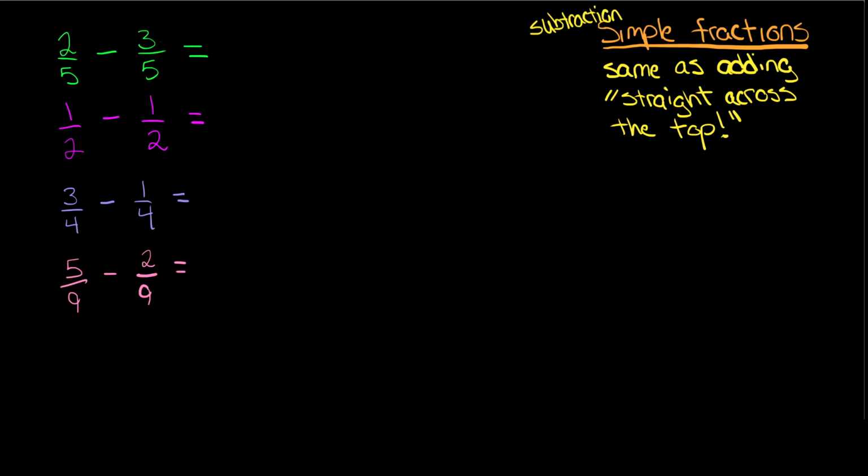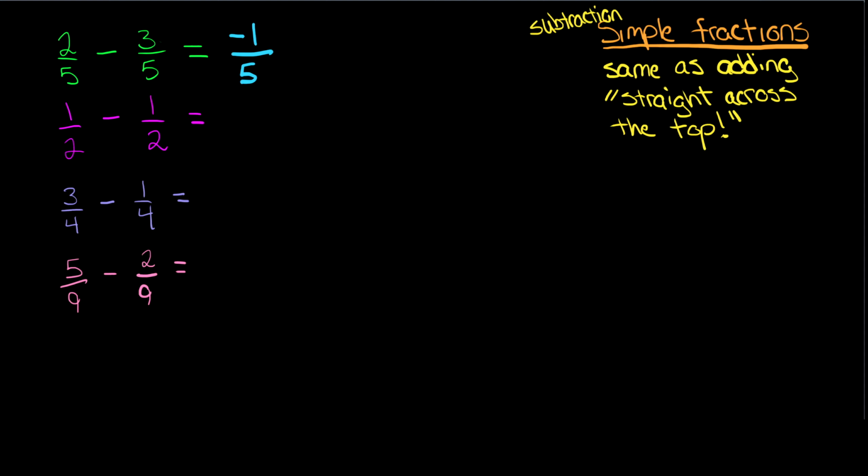Moving on to subtraction, it is the same as adding, so just straight across the top. The first set of fractions we're going to find the difference of is 2 over 5 minus 3 over 5. So 2 minus 3, what is 2 take away 3? If you owe someone $3 and you only have 2, you are in debt by 1, so it is negative 1 over 5.